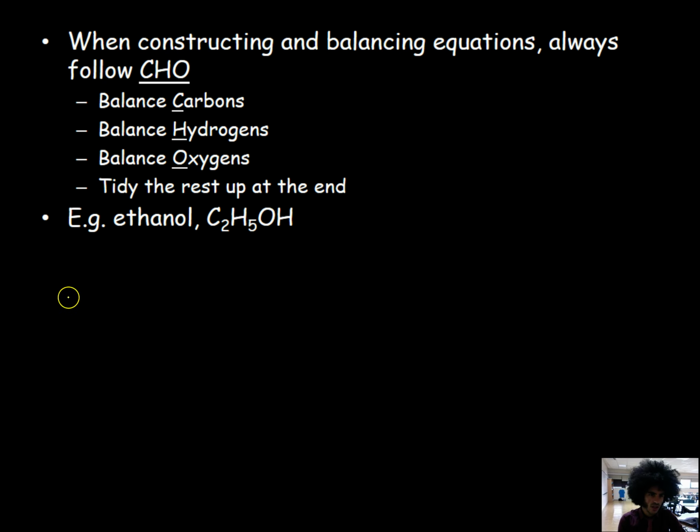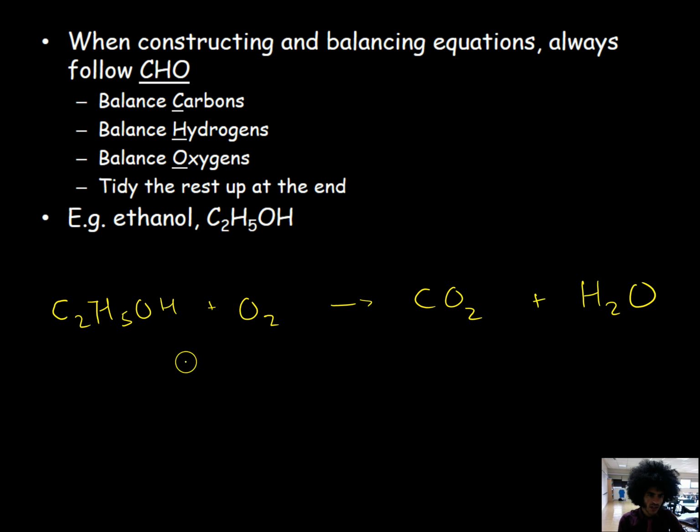Now ethanol is C2H5OH, and similar to what we've done in our previous questions, we'll add the oxygen, the carbon dioxide, and the water. Now for this one, again I'm going to do my carbons first. I notice I've got 2 over here and only 1 over here, so we need to put a 2 there, so my carbons are now balanced. Next step is hydrogens. I've got 5 plus 1. People often forget that, you've got to be really careful. So it's 5 plus 1, which makes 6.